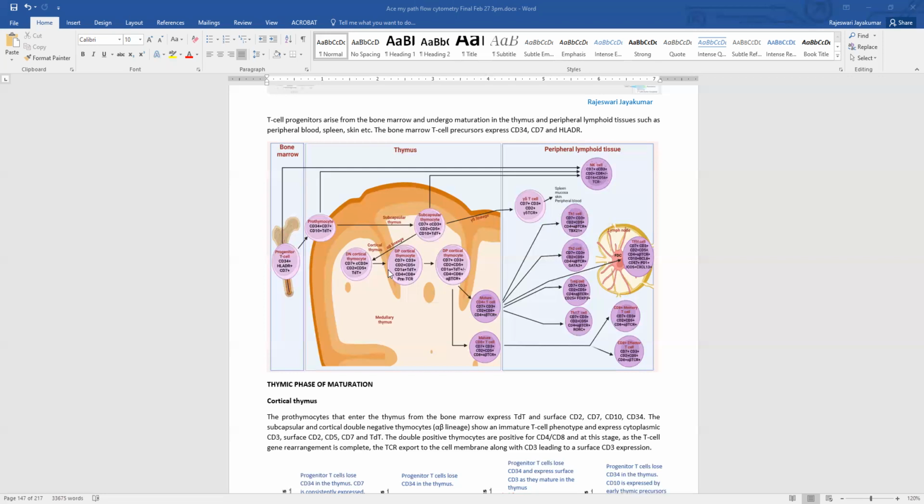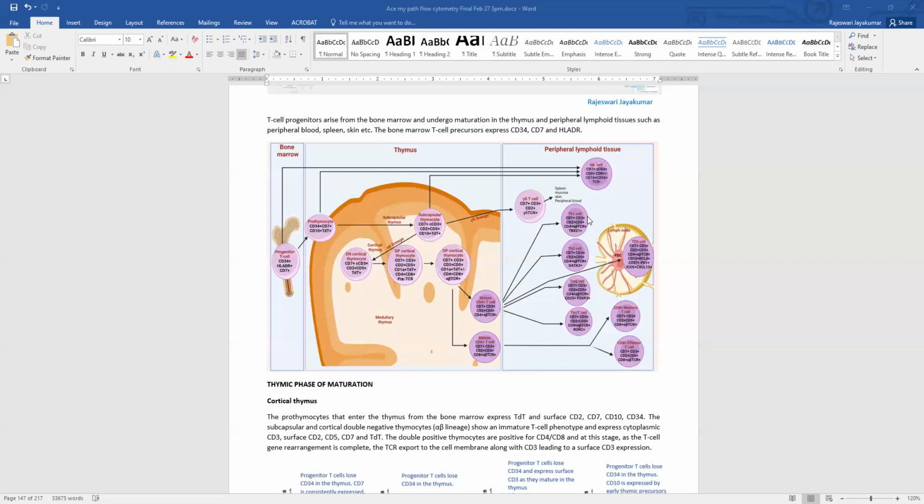There is also a stage where they are double positive for both CD4 and CD8 in the cortex, and then they mature more to become either CD4 positive or CD8 positive as they go to the medulla of the thymus. And from there, they get different roles. For example, CD8 becomes a CD8 positive memory T cell in the peripheral lymphoid tissue, or it could be a CD8 positive effector T cell. And then the CD4 becomes multiple subtypes.